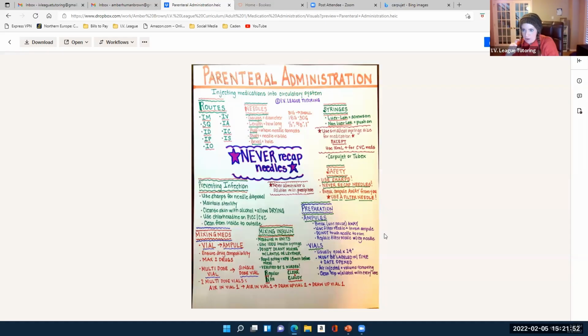Vials. You'll know what I'm talking about, little vials of medication. They're usually good for 24 hours. So as soon as you open one and pull off the top, you need to label it with the time and the date, and they're good for 24 hours. If you see a vial and it is not labeled, you have to chunk it because you don't know how long it's been sitting there, right?